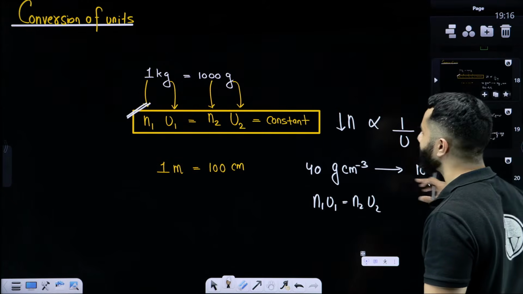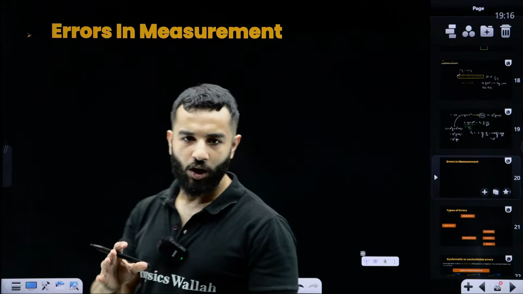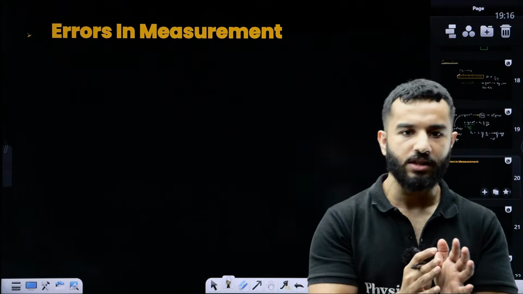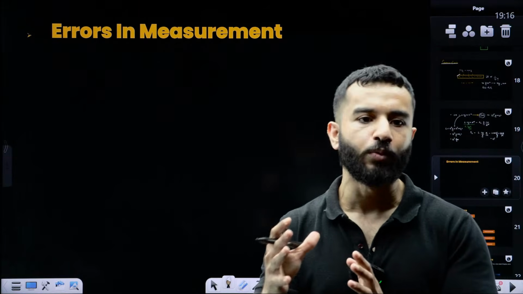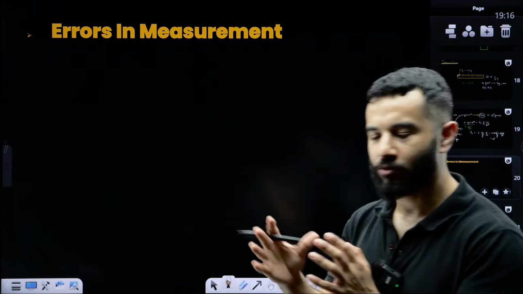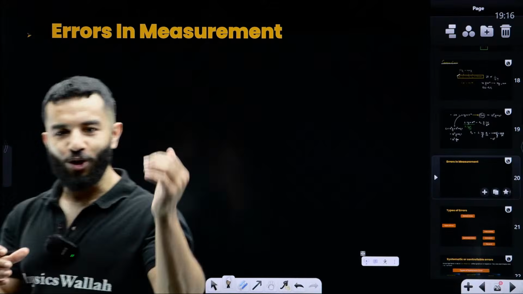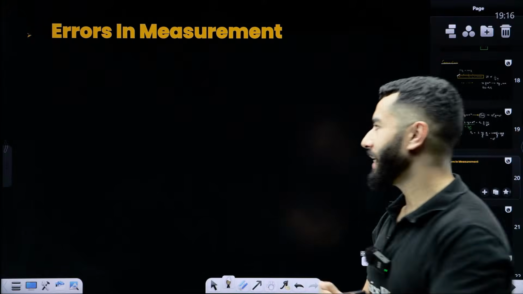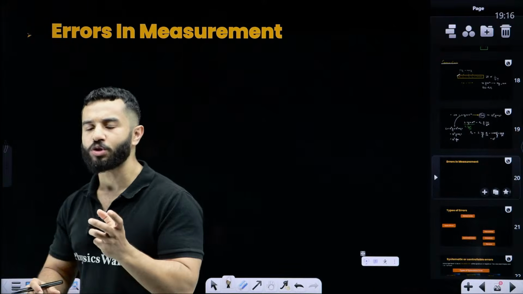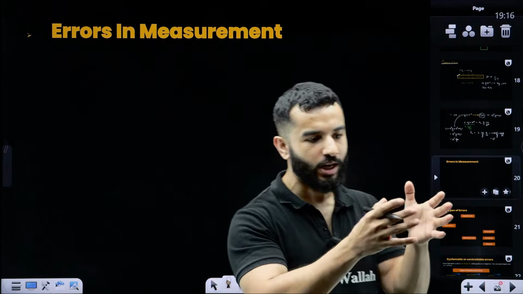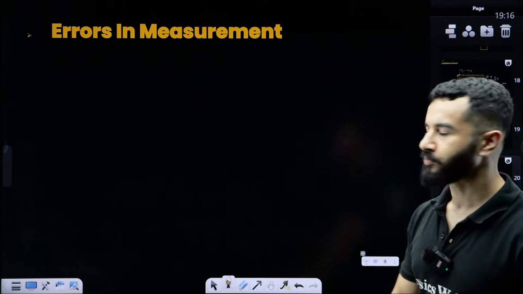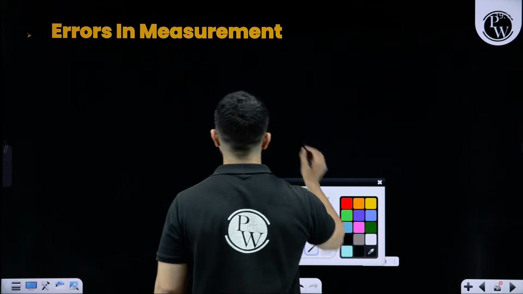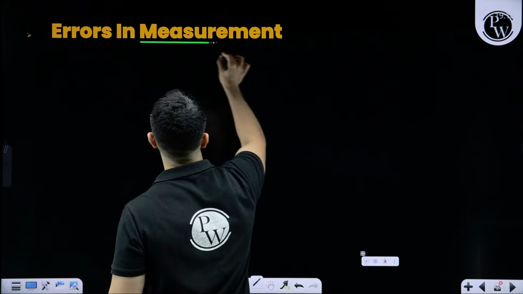Now let's talk about errors in measurement. Right now we are not starting instruments. Right now we are talking about errors in measurement, and the last topic is going to be instruments, right? And at last I'm going to also tell you the flow of the chapter, in hindsight, what we have done. Clear? When we are about to start instruments, I'll explain what we have completed till then. Let's talk about errors in measurement, and we can also discuss the flow till now as well.